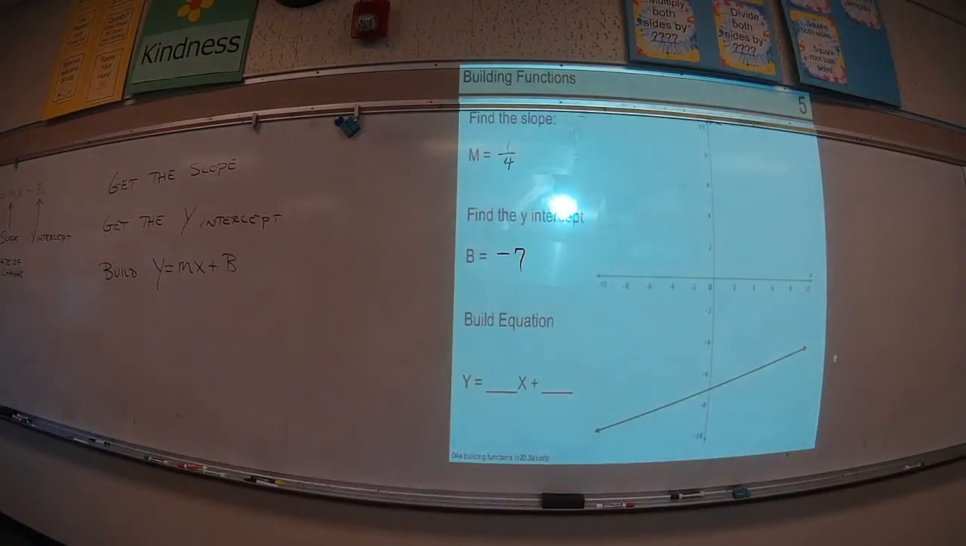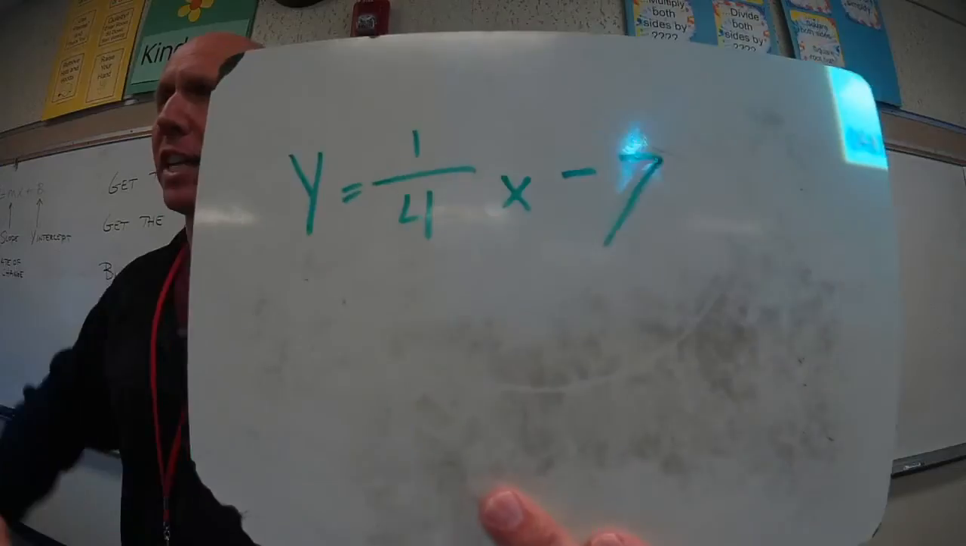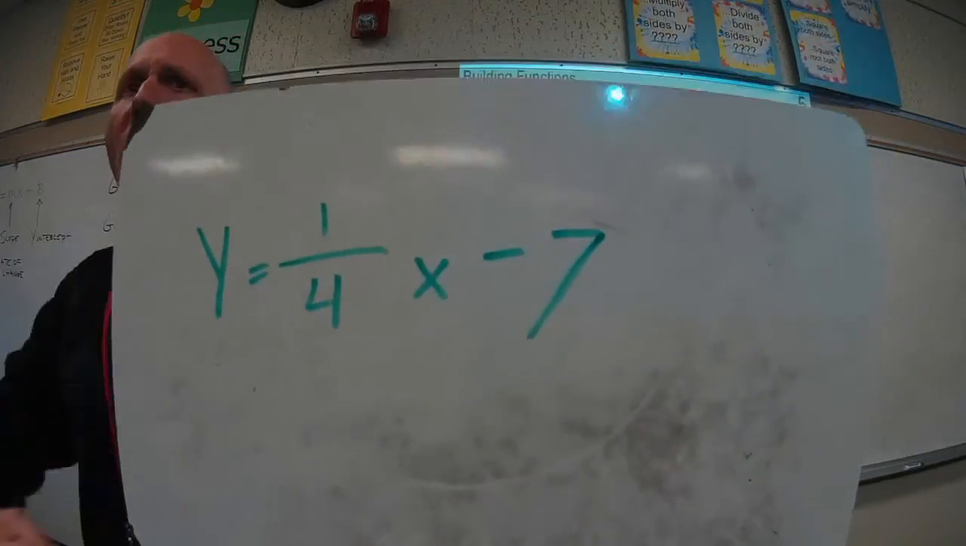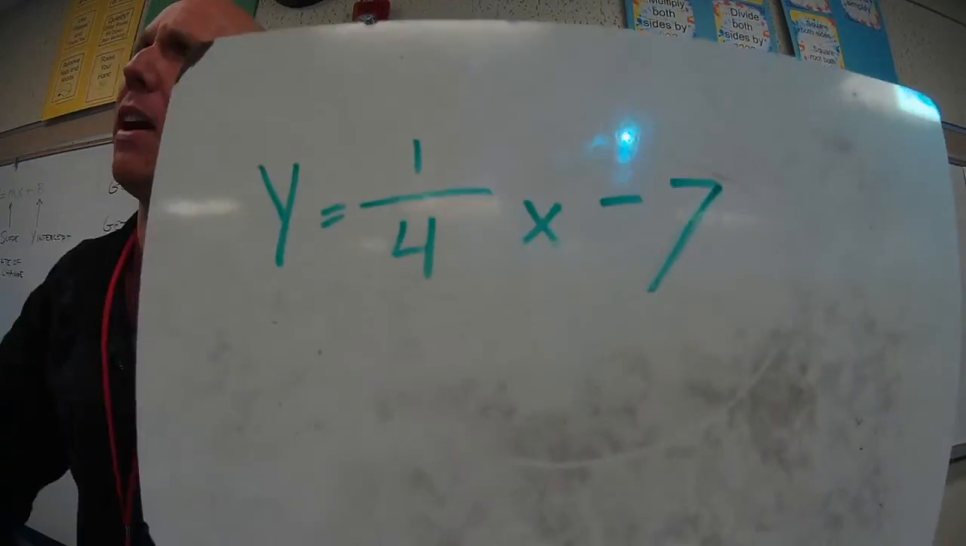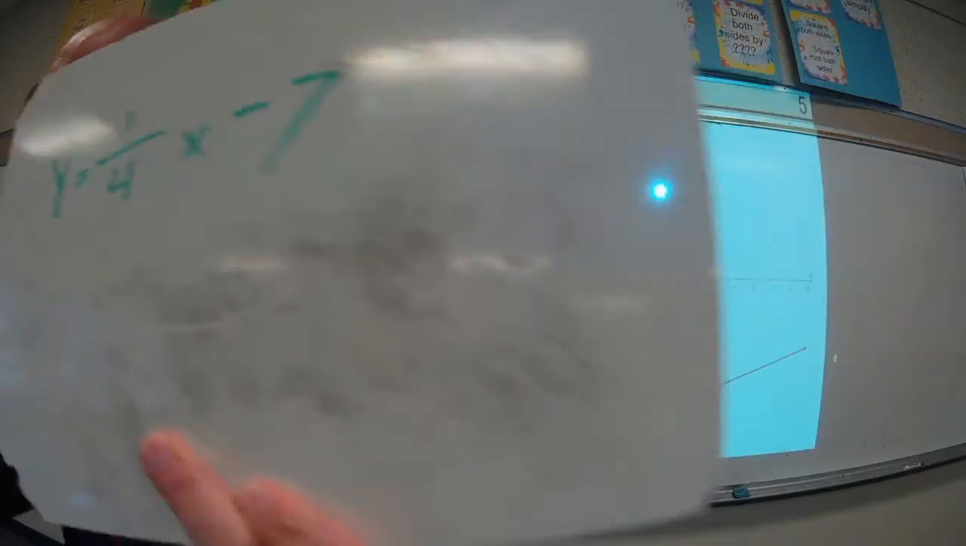Good. And let's sing it. Y equals 1/4 x minus 7. Y equals 1/4 x minus 7. Y equals 1/4 x minus 7.